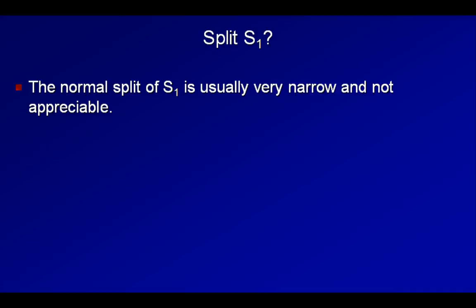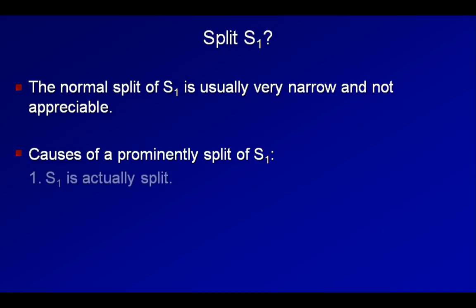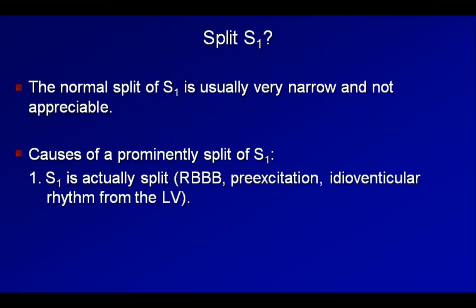However, from time to time, you will encounter a patient who sounds to have a prominently split S1. There are three common explanations. First, S1 is actually split. This usually means that the tricuspid valve closure is delayed relative to the mitral valve closure for some reason. This could be due to a right bundle branch block, pre-excitation, or an idioventricular rhythm arising from the left ventricle.